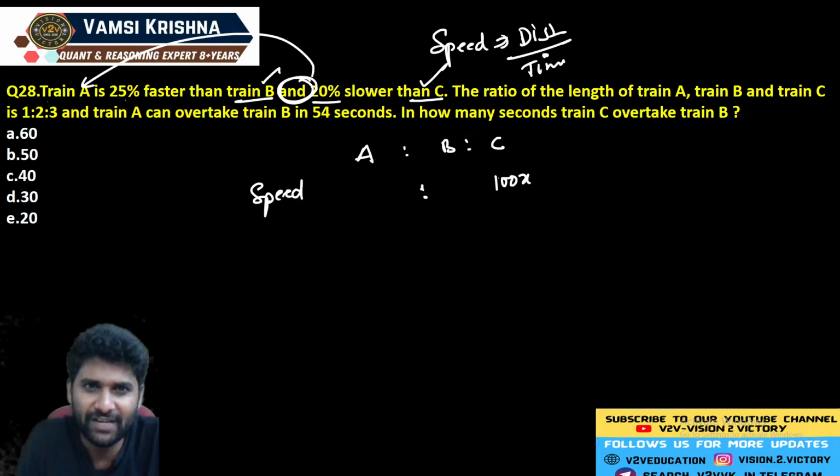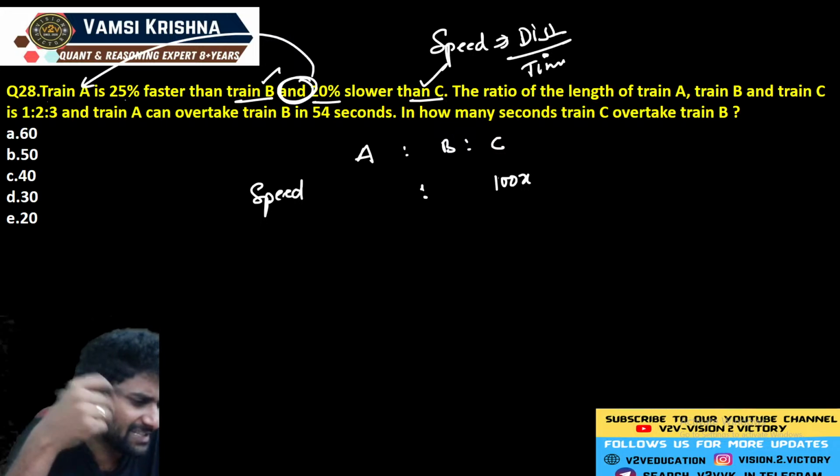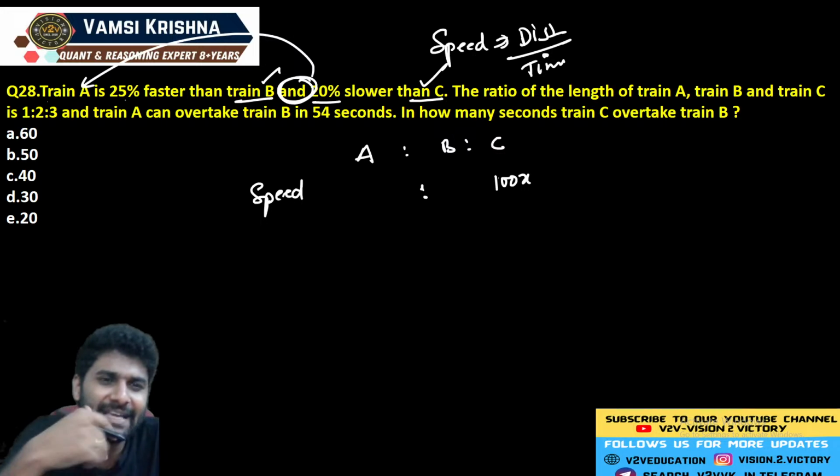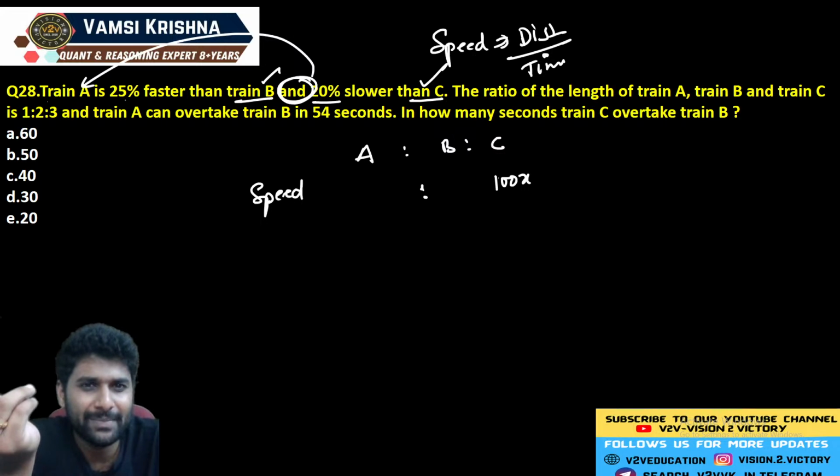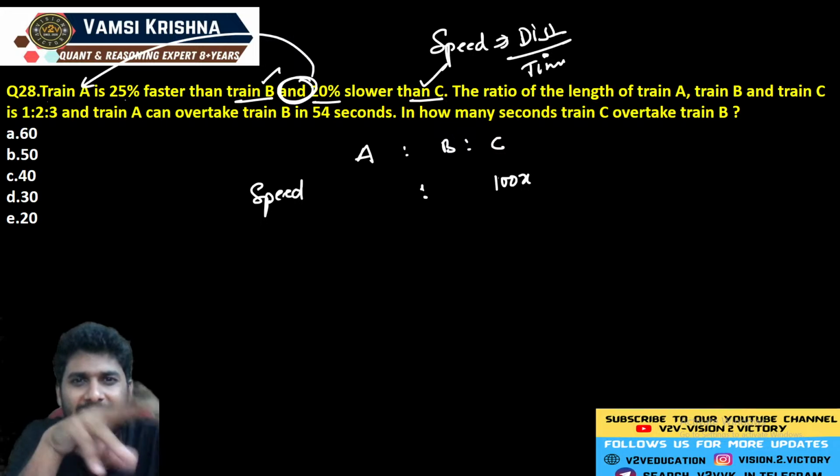Train A is 25% slower than train C. 25% less is exactly equal to how much? Just find the ratio. Train A is 25% faster than train B and 20% slower than train C. So A is compared with B, A is compared with C.